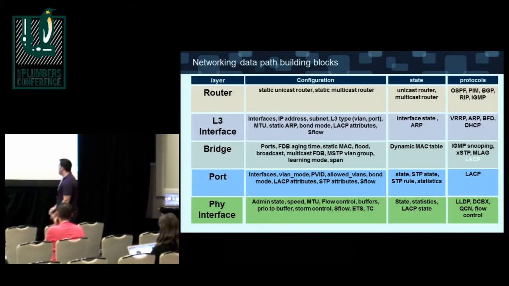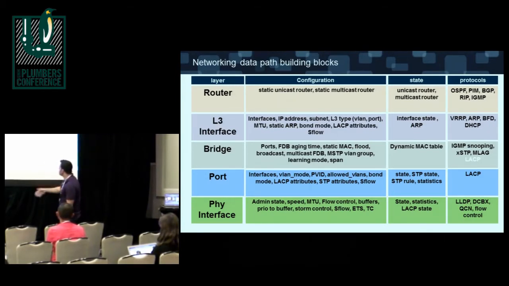The next layer is the bridge port, which could be a port to be compliant with the OVS scheme. On the port, we have all the 802.1Q attributes, such as VLAN, VLAN membership, bond, the configuration of the bond itself, and STP state. And there are a bunch of protocols running on that layer, like LACP. And the state of this layer is STP, statistics as well.